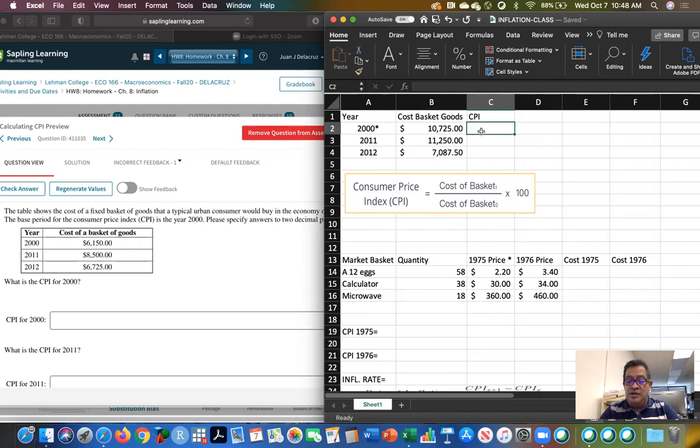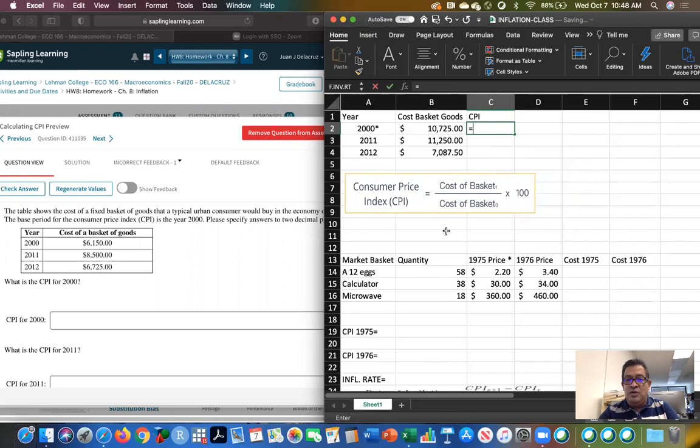So what I'm going to do is the following. This is the current year divided by the base year. So this is going to be, of course, the same value, right? Then I'm going to multiply this by 100, right? So I have 100%. So I'm going to do it again. The formula says this is the CPI.